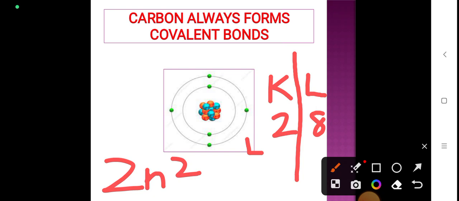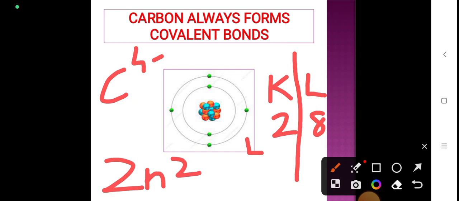So now we all know about the octet configuration, wherein atoms want to gain stability only by attaining 8 electrons in their outermost orbit. But when we look at carbon, since there are 4 electrons in the L shell, carbon can either gain 4 electrons and get C4 minus.